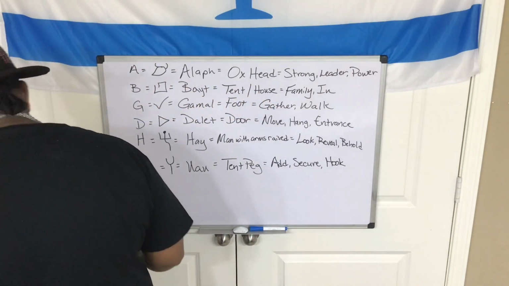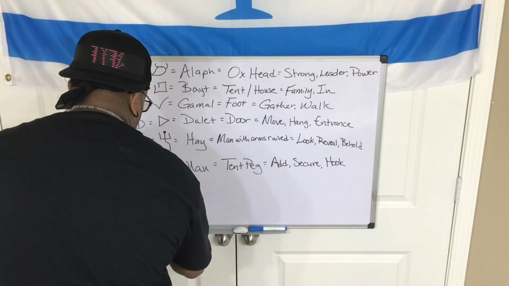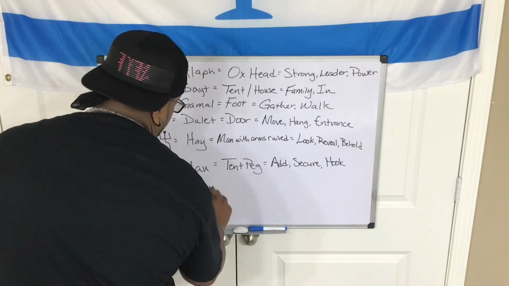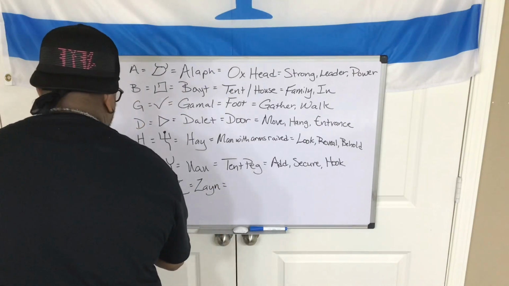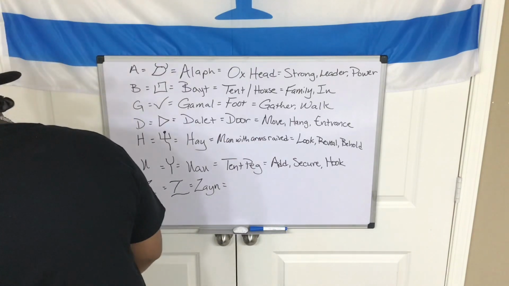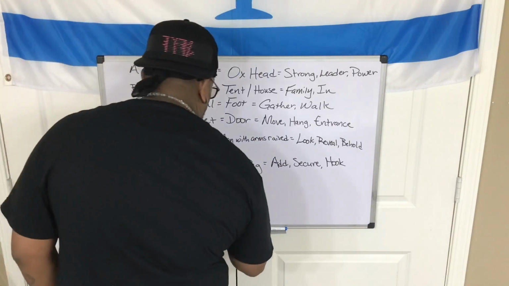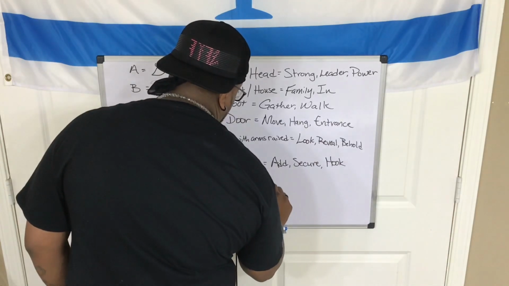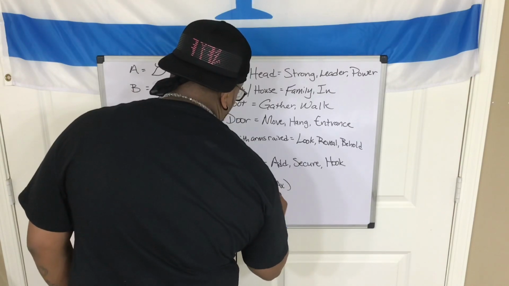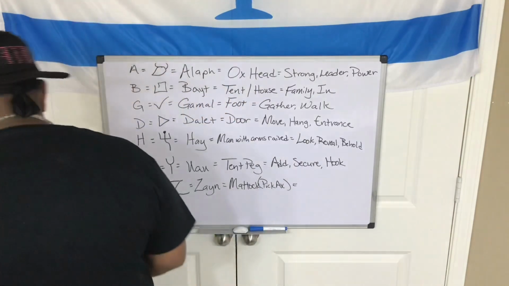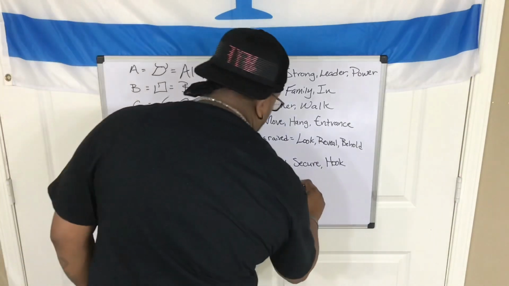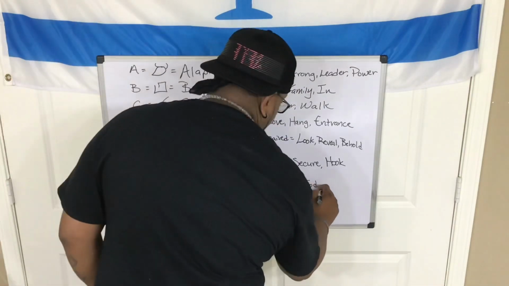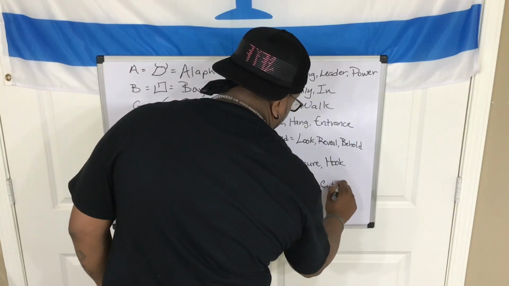The next one we're going to do is the Zayin. And you see what it looks like already. It represents a Z. It represents a mattock. A mattock is a pickaxe. It represents food. To cut or to nourish.